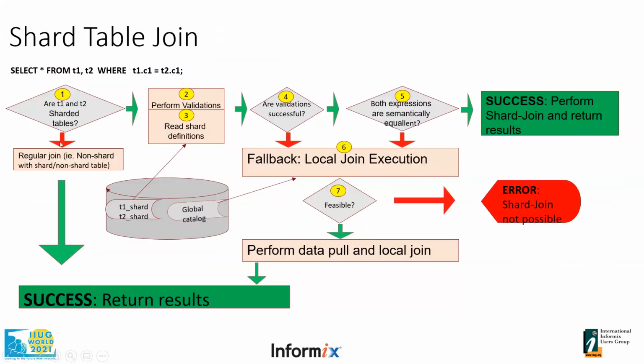So there are a few more conditions here. This is a simple flow chart that says, if T1 and T2 are sharded tables; if it's not a sharded table, we don't care. But if it's a sharded table, we want to perform a few validations and then go ahead. And if the validations are true, then we want to do some deep validations and then allow it to go for a sharded join. If this is not possible for some reason, we also have a fallback mechanism. We'll see that in a moment.